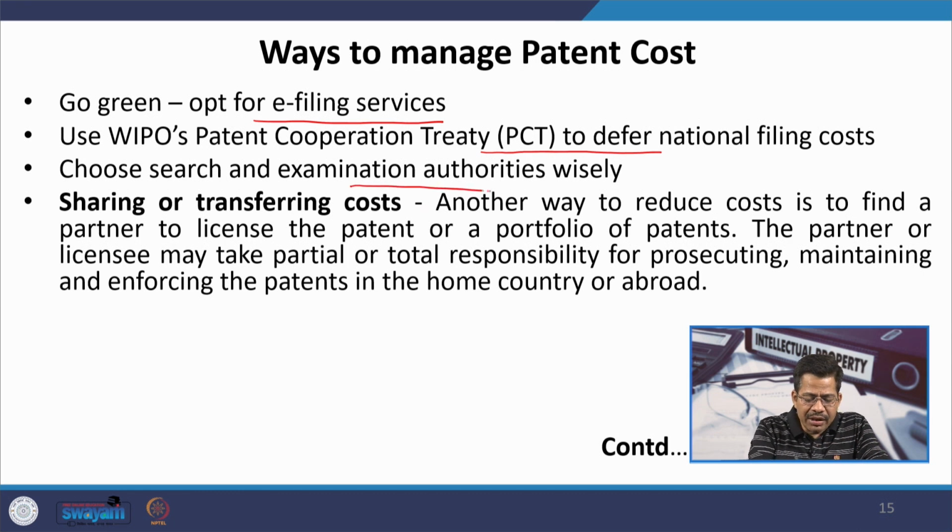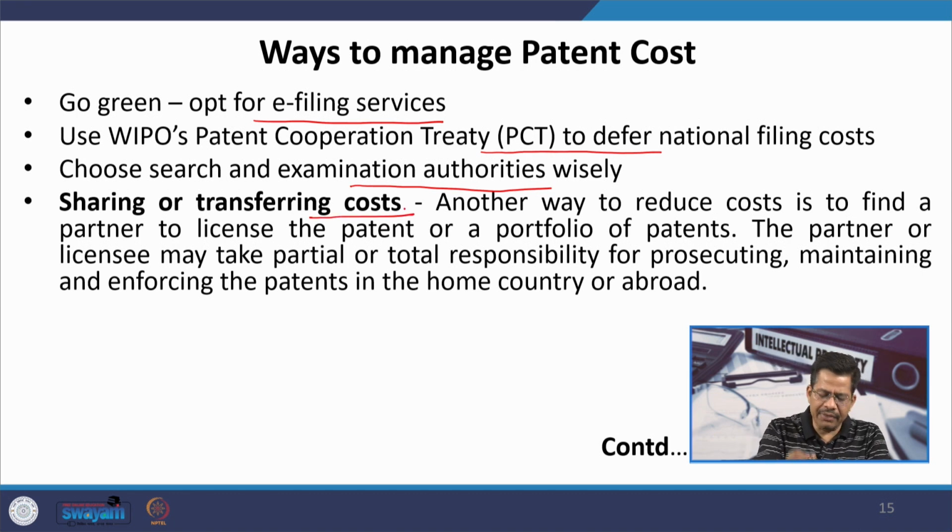Then selecting the search and examination authorities wisely, whether you are going to use those optional facilities of PCT or you want to use them for the national filing stages. So, that is also a critical stage. If you are going only for a few limited foreign countries, you may defer that optional strategy of the PCT and use it in the national stage. But if you are going into many countries, it is advisable to use that optional facility of PCT and then go for the national phase.